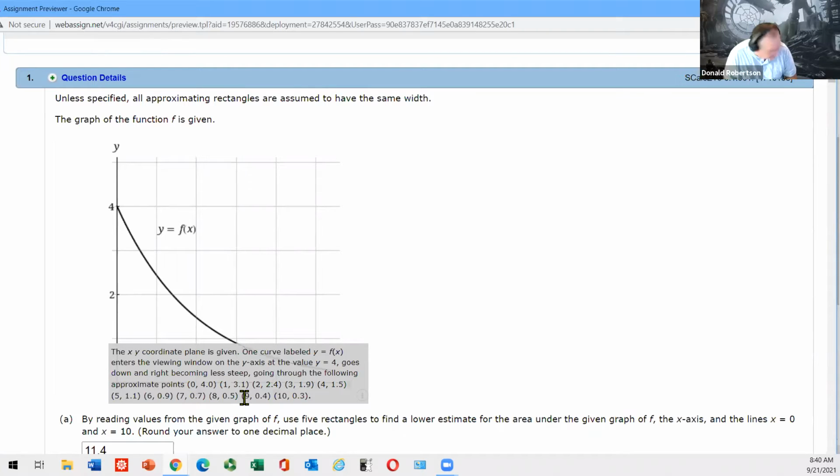0 was 4. At 2, I had 2.4. At 4, I had 1.5. At 6, I had 0.9. At 8, oh, there's the one. At 8, I had 0.5. And 10, 0.3. So what I said about getting worried by not getting the right answer has now gone away. You learn something new every day.